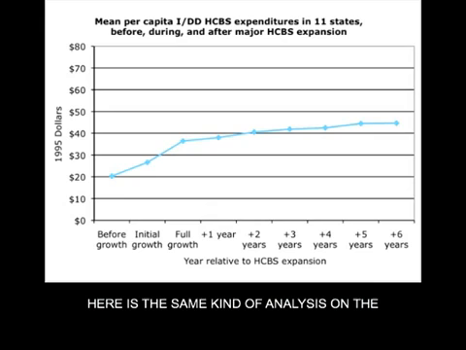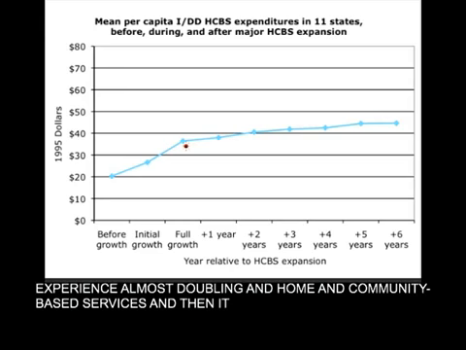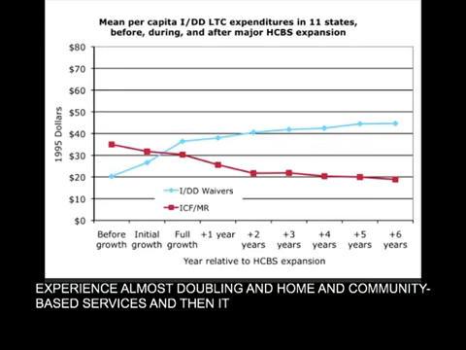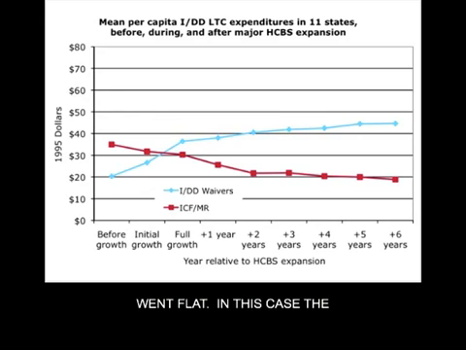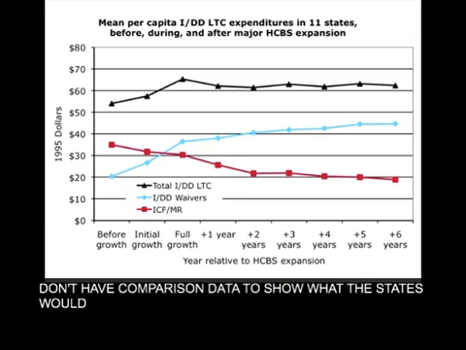Here is the same kind of analysis on the IDD side. Again, over a 2-year period, rapid increase in expenditures, almost a doubling of home and community-based services, and then it went flat. In this case, the ICFMR expenditures dropped exactly as the home and community-based service expenditures were increasing. Add those two together, and you get a couple of years of increase, followed by flat. And as I said, we don't have comparison data to see what would have happened had the states done nothing.